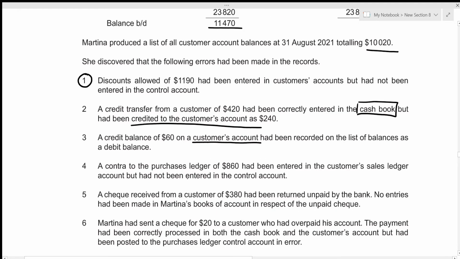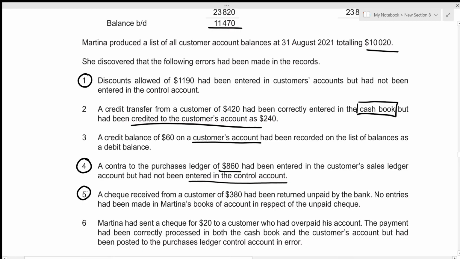Then we have a contra to the purchase ledger of 860, which had been entered in the customer's sales ledger account but had not been entered in the control account. Since this amount is not mentioned in the control account, we need to rectify this error. So we have to consider it in the first part. Then we have a cheque received from a customer of 380 that had been returned unpaid by the bank. So this is an error relating to a dishonoured cheque. This should have deducted the balance on our sales ledger control account. But since the cheque had been returned unpaid by the bank, we need to rectify this error in the sales ledger control account as well.